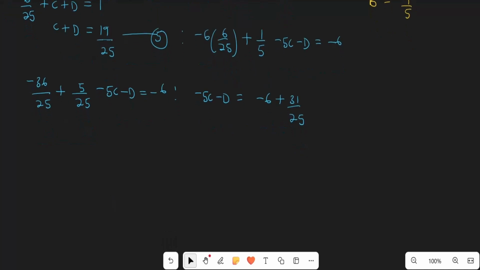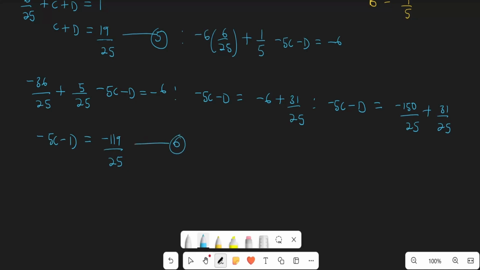Right, so when we sum this one, we are going to get negative 5c minus d. This is equal to, so multiply top and bottom by 25, this one is going to be negative 150 all over 25. That is negative 150 over 25 is negative 6. And now plus 31 over 25. Right, so that means that negative 5c minus d is equal to negative 150 plus 31, that is going to be negative 119 all over 25, like this. So maybe we can call this one equation 6.